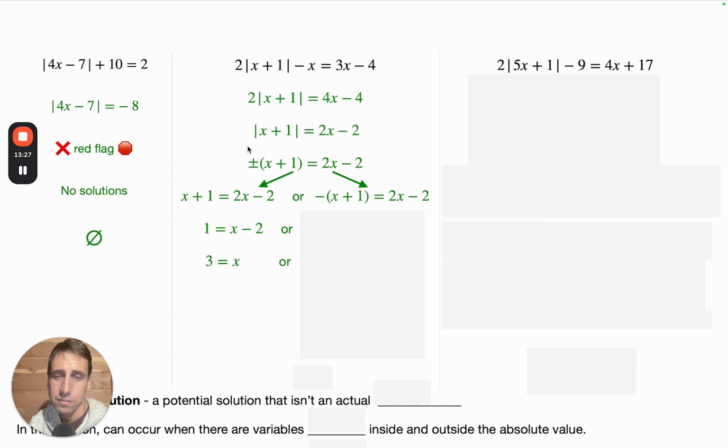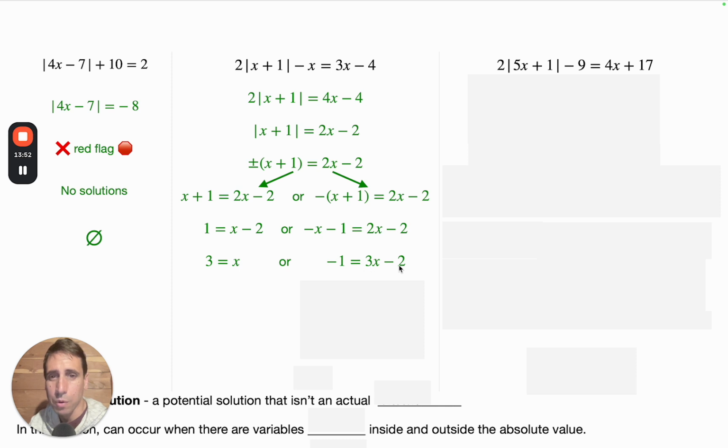This is what we get. Over here, I've got to make sure I distribute. So I've got to get rid of the parentheses by distributing. And then notice that it didn't just turn the x into a negative x, it also turned the plus 1 into a minus 1. All right, still we have variables on both sides, so I'm going to add x to both sides. And the 2x becomes a 3x.